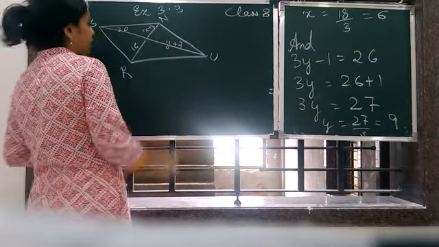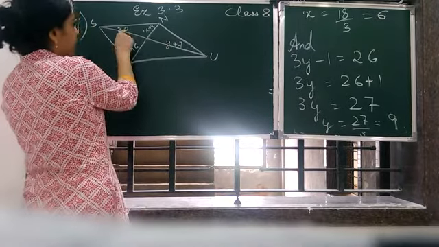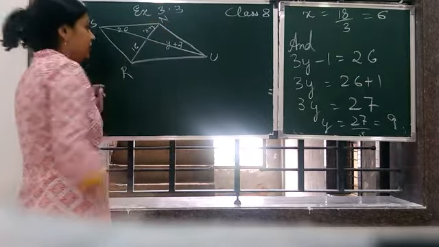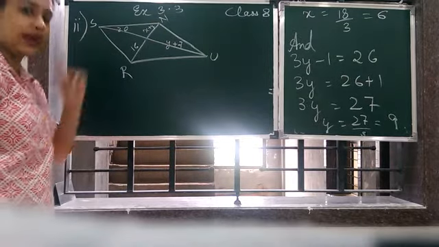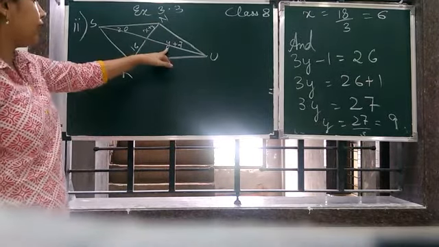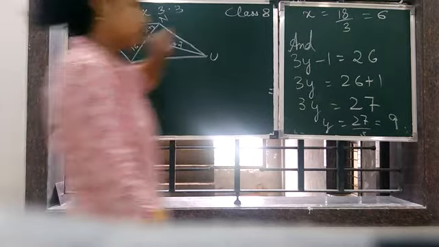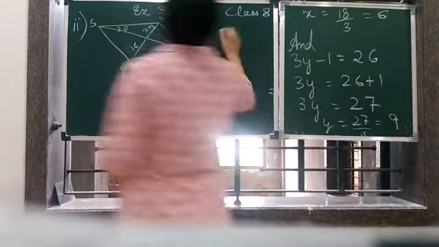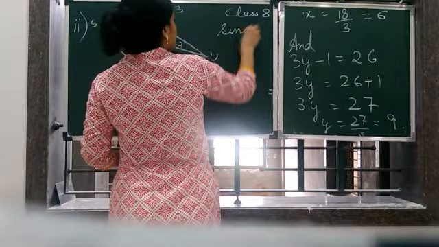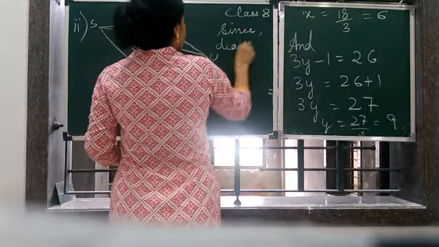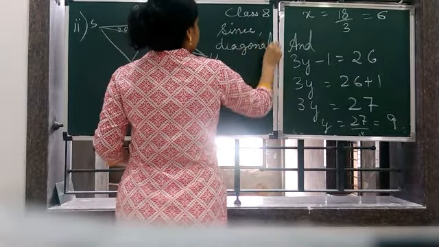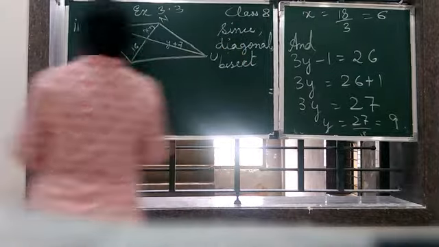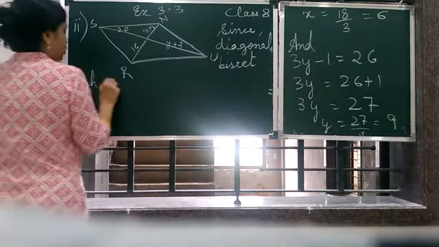Got it? That means if I write y plus 7 is equal to 20 and x plus y is equal to 16, again I am getting an equation. From that equation I can get the value of x and y. So we are going to write that. Again we will write the property: since diagonals bisect each other.